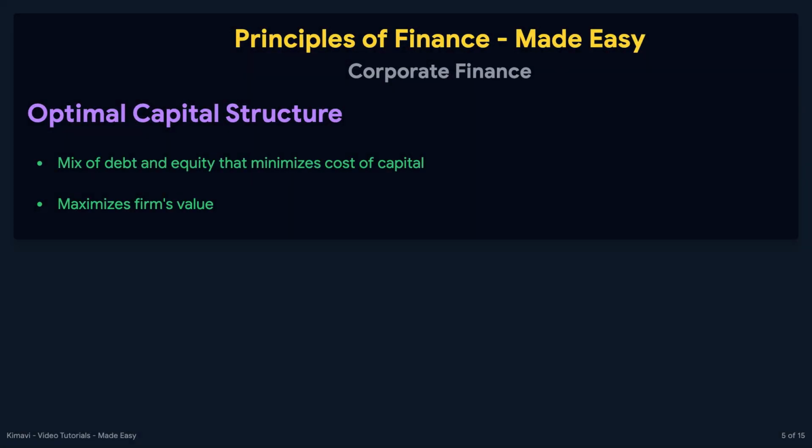The optimal capital structure is the mix of debt and equity that minimizes the company's cost of capital and maximizes its value. The cost of capital is the rate of return required by investors to compensate them for the risk of investing in the company.